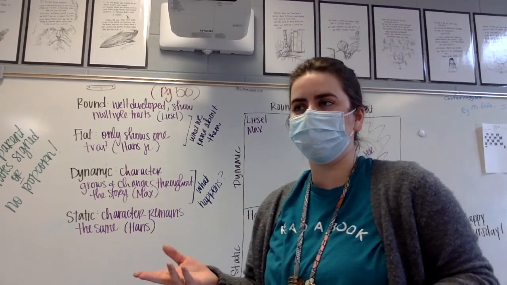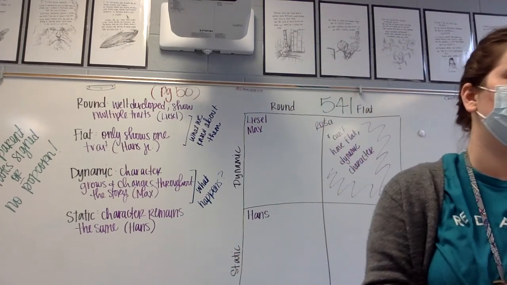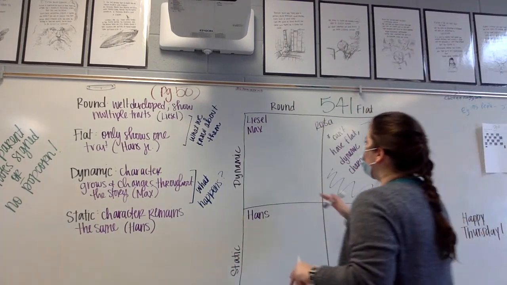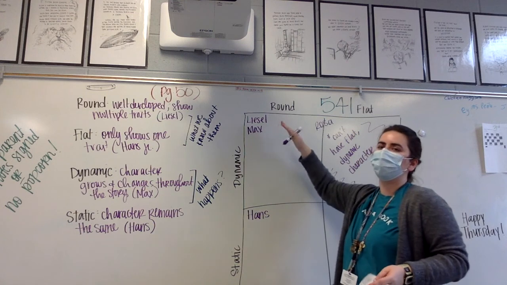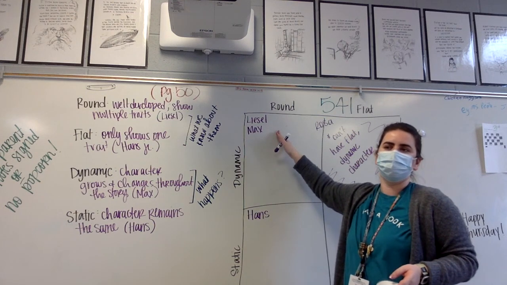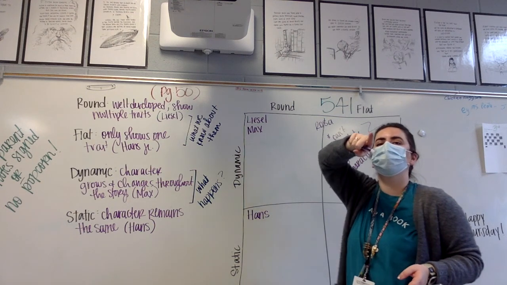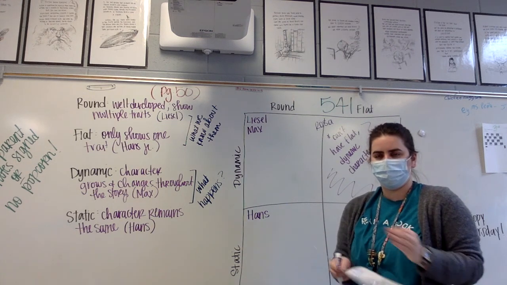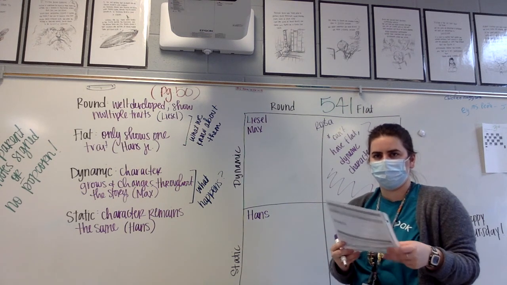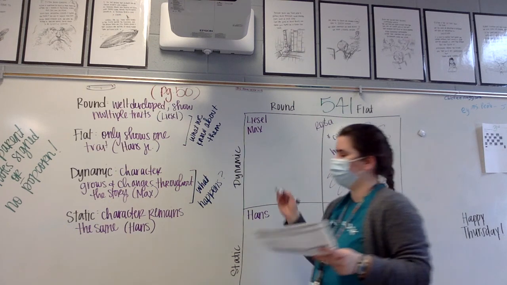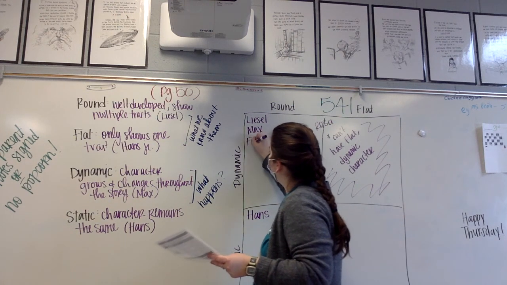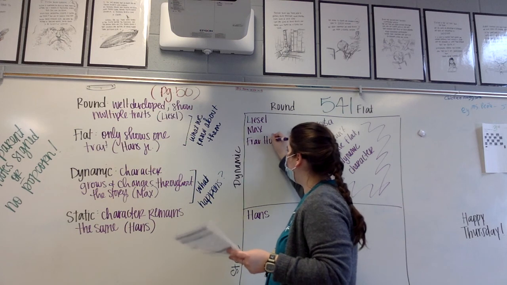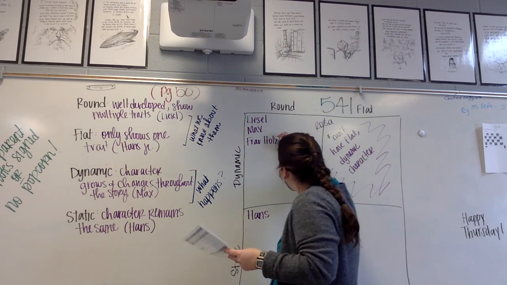So, back to the sheet. I gave you a couple minutes to look at it. Who can give me another round dynamic character? Matt. Nicholas, give me one. Frau Holzapfel. Yeah. I got one misspelled right.